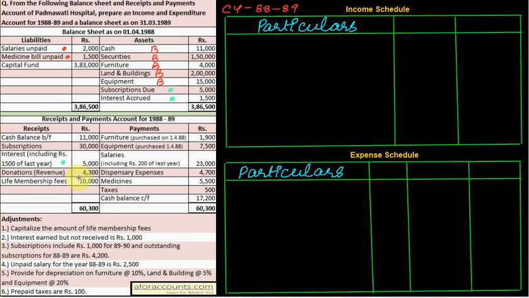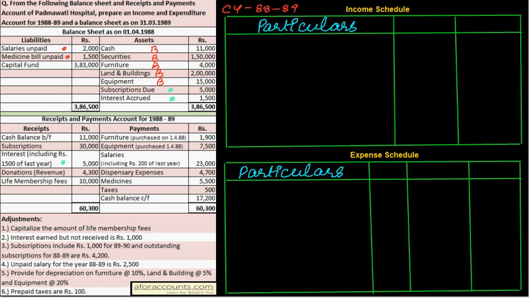Donations revenue 4,300 and income. Life membership fee as revenue. Donations revenue 4,300 will be recorded in your income and expenditure account because they have specifically mentioned that the donation is of revenue nature. Had it been capital, it would have gone to the balance sheet, but it is revenue nature, so you will record it in the income and expenditure account. Life membership fee 10,000. Okay, life membership fee is again an income.